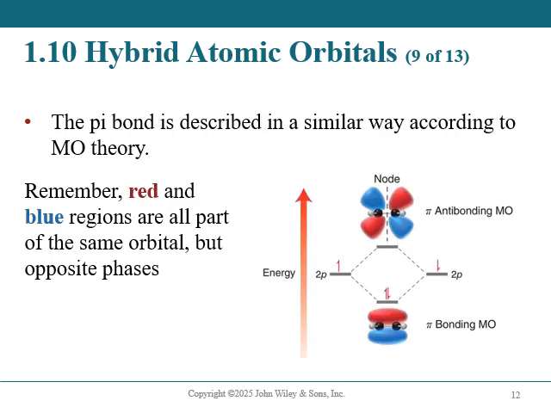A pi bond is described in a similar way according to molecular orbital theory. You still have your bonding and your anti-bonding, and your electrons will occupy the bonding before they go to the anti-bonding. Now, if you have more electrons, they can certainly occupy anti-bonding, but if they can avoid it, then they will.